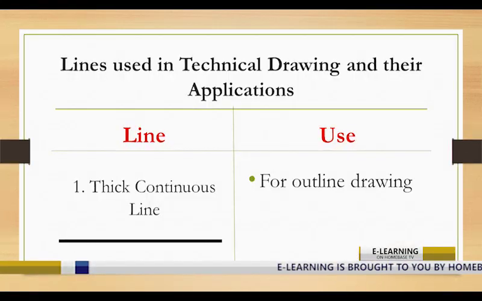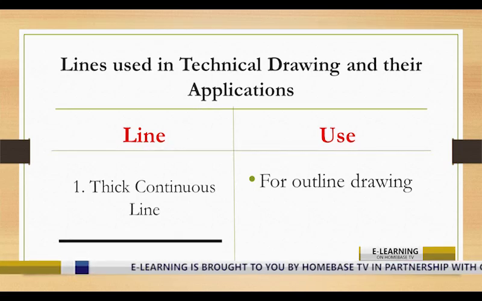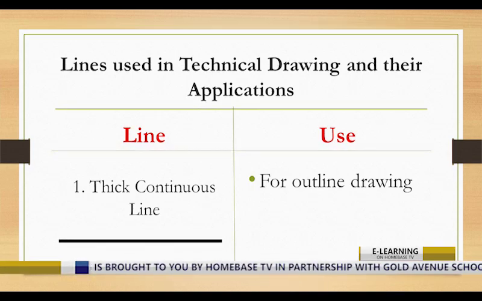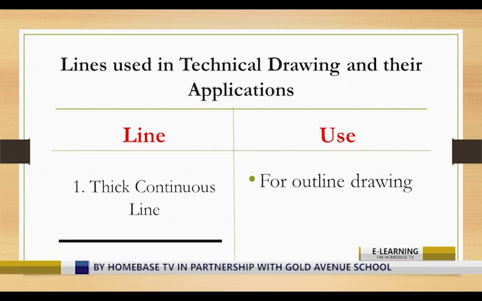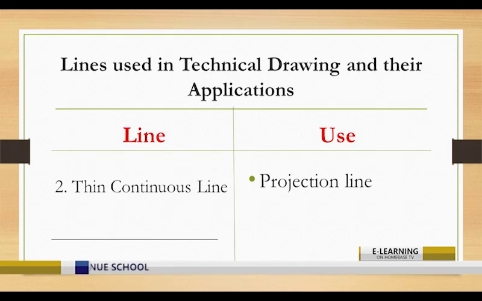a thick continuous line. You can see it on your screen. As the name implies, it is very thick. What are we going to use a thick continuous line for? For outline drawing. If I ask you to give me the outlines of a cap, you need to draw with a thick continuous line. We also have thin continuous lines.